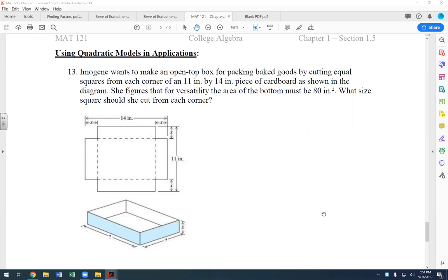Okay. Trying to find the length of the distance pretty much of x right there. So just subtract 14 minus 11 and divide by 2. 14 minus 11 would be 3, 3 divided by 2 is 1.5, right? Does that sound reasonable?